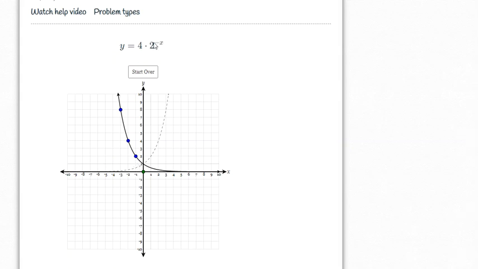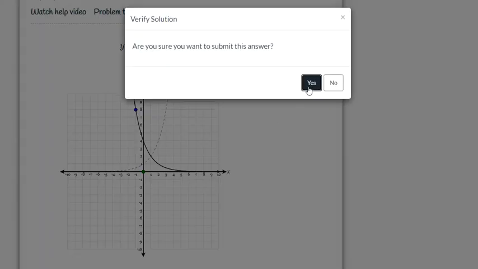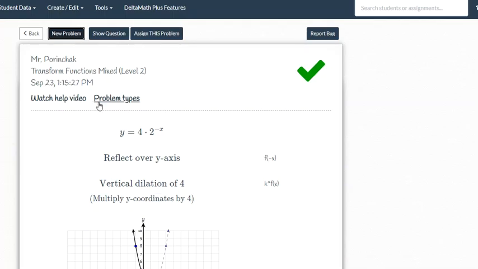If I plug in -1, it becomes a +1 because there's already a negative there. 2 to the first is 2, 2 times 4 is 8. So this point is going to get stretched up to 8. And at that point, the other points are off the grid because they're all going to get stretched outside of the viewing window of the graph. No big deal. Hit submit. Hopefully you get that green check.